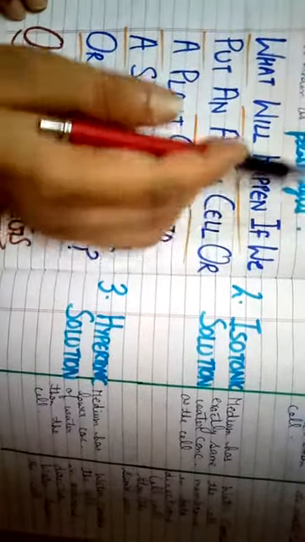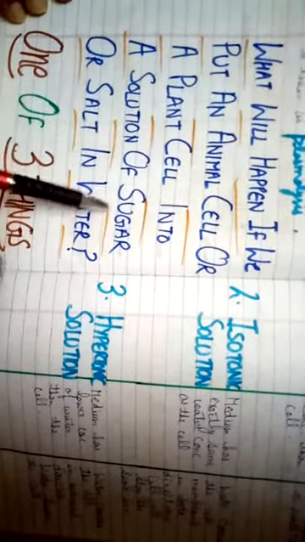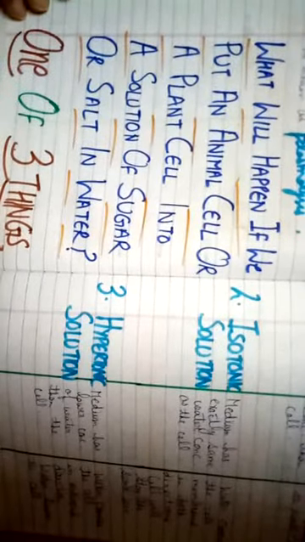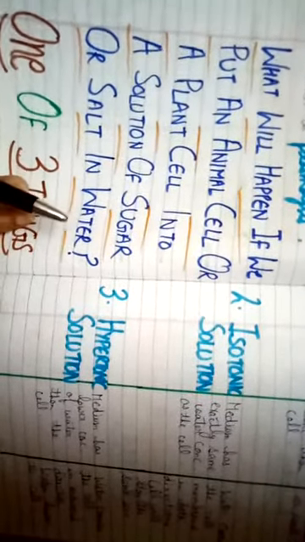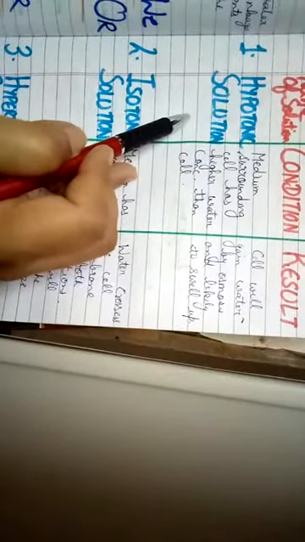Today we will discuss what would happen if we put any animal cell or a plant cell into a solution of sugar or salt. The outcome depends upon the type of solution. We will discuss it separately. First one is if the solution is hypotonic, which means we dip a cell in a hypotonic solution.